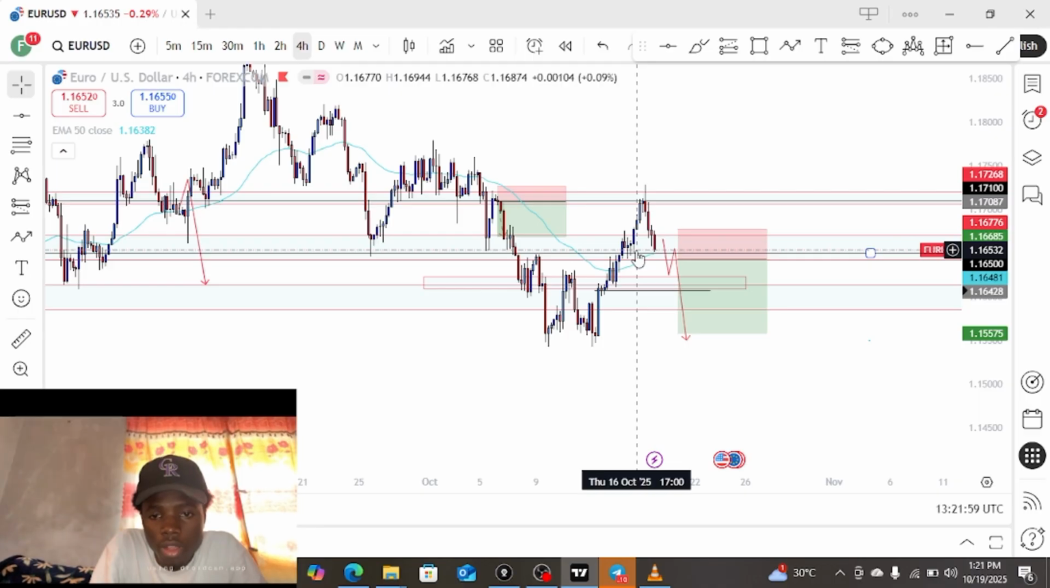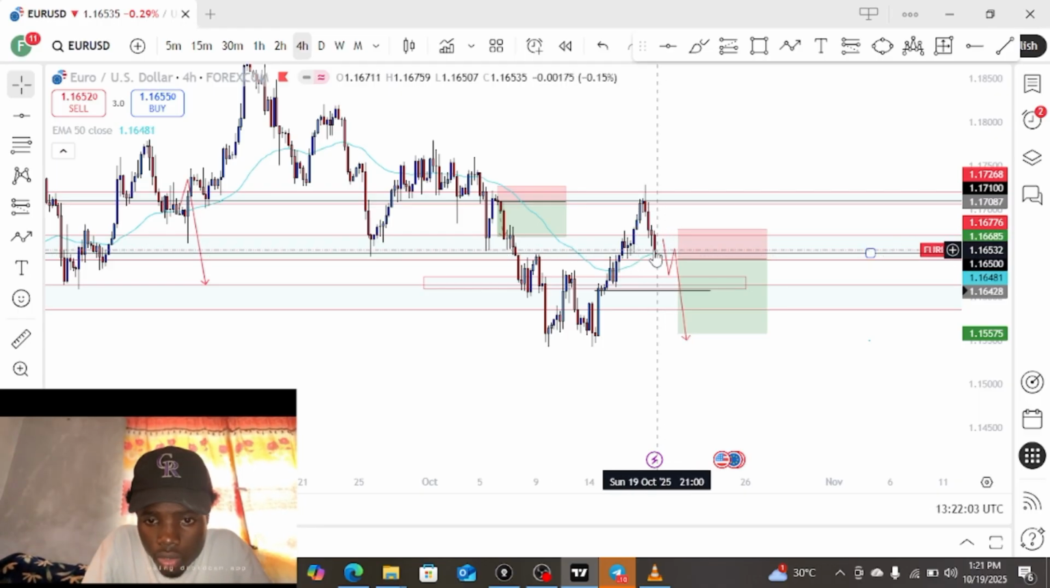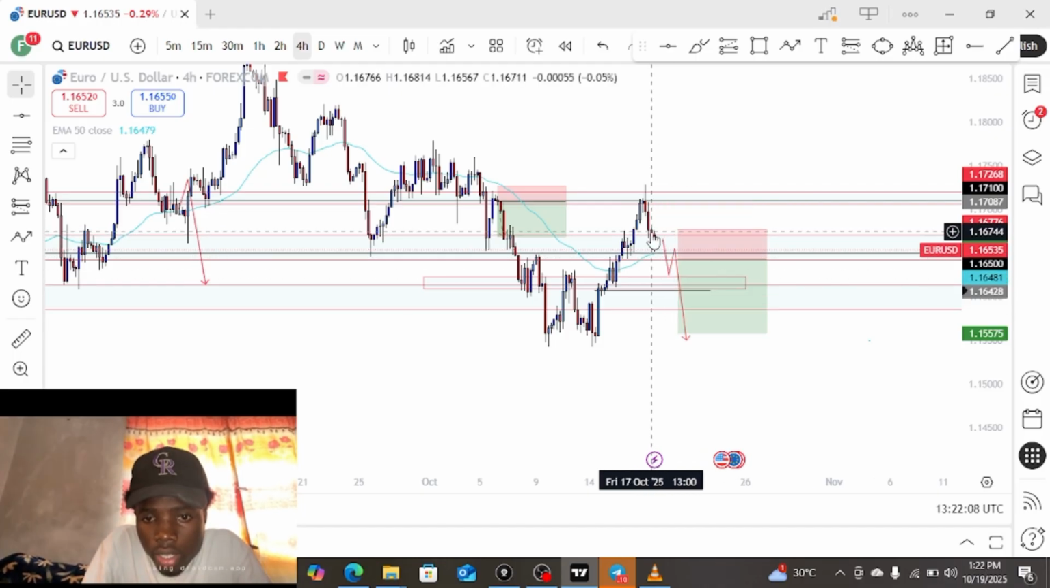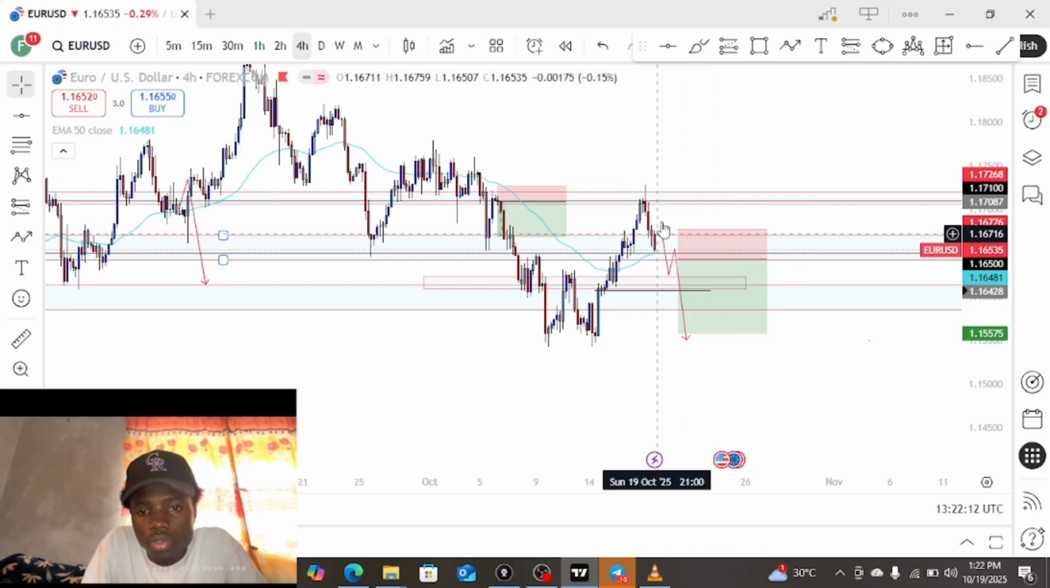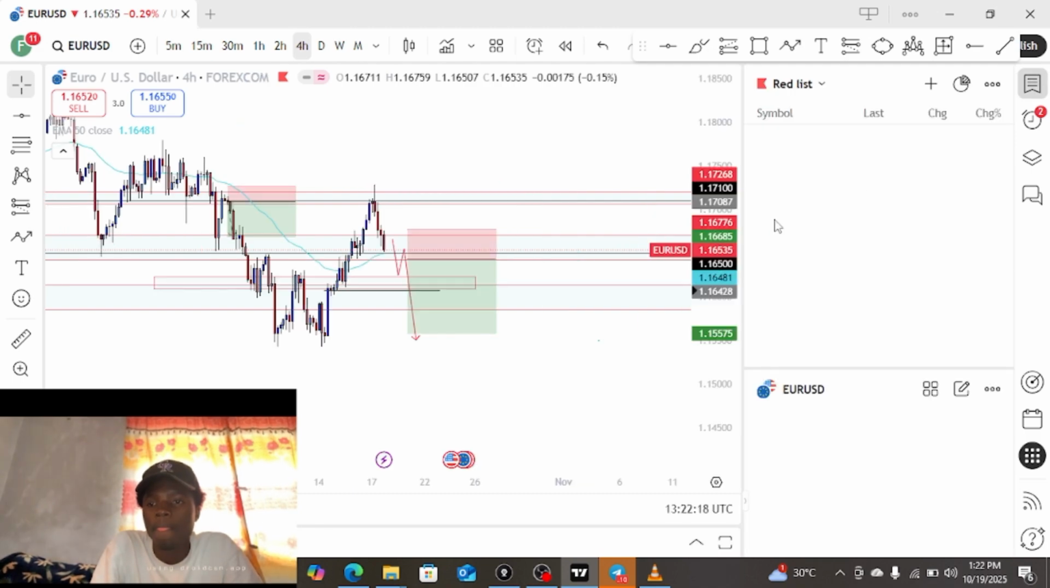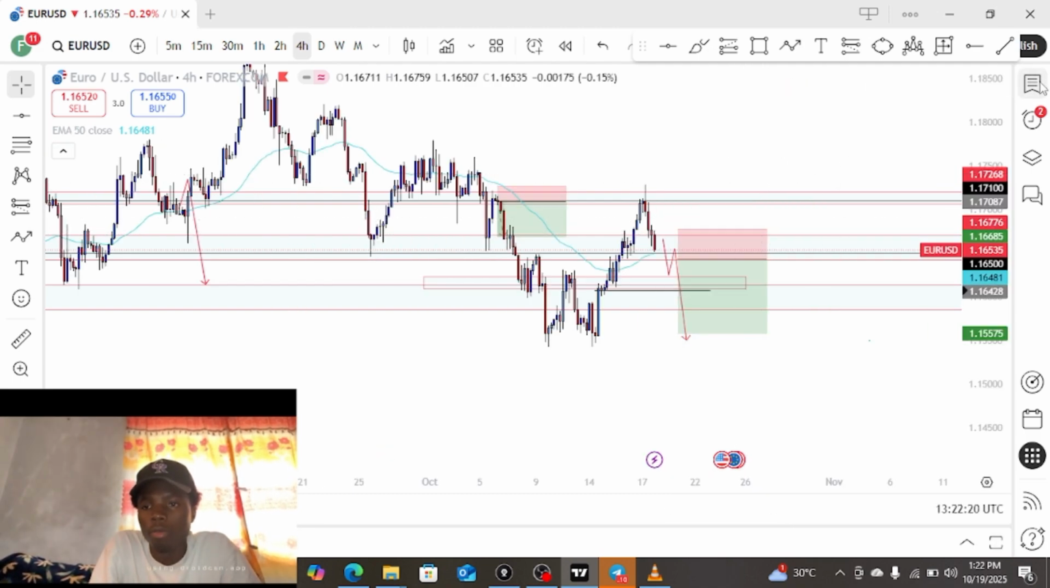I need a strong rejection from this right here. So I'll be looking for the break and retest. I'm waiting for it to take this trade, look for my other confirmations, and go. So EURUSD will be my number two pair.